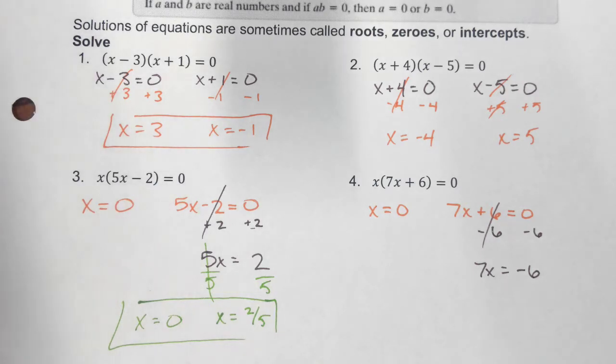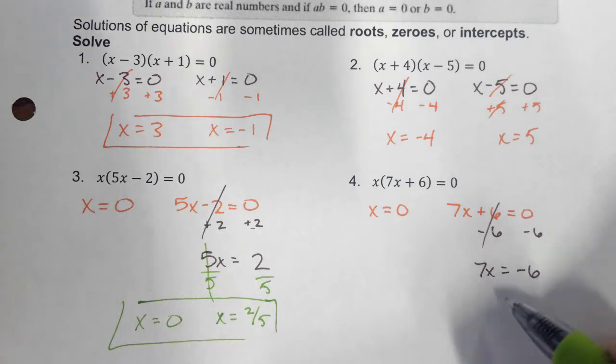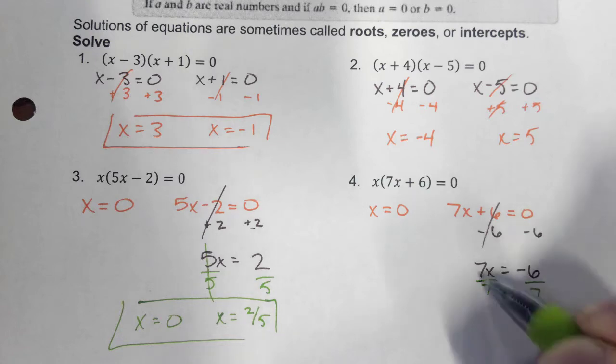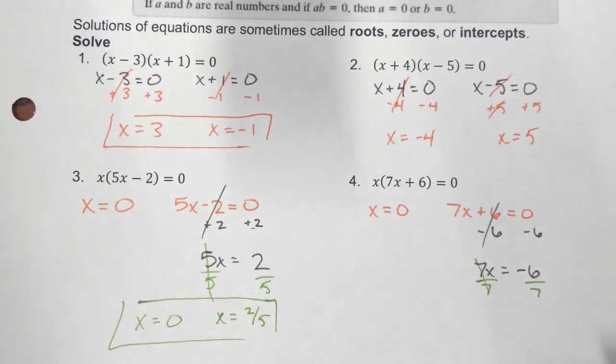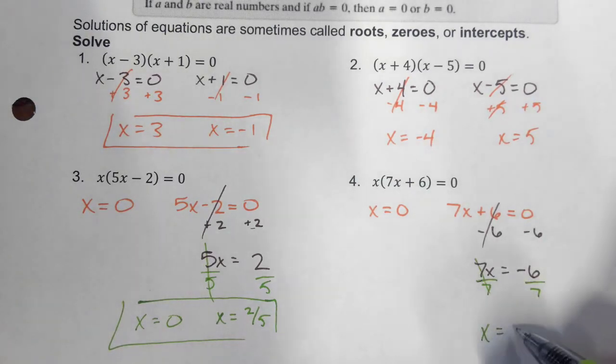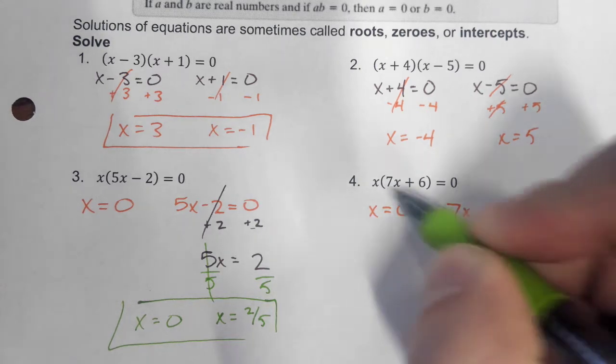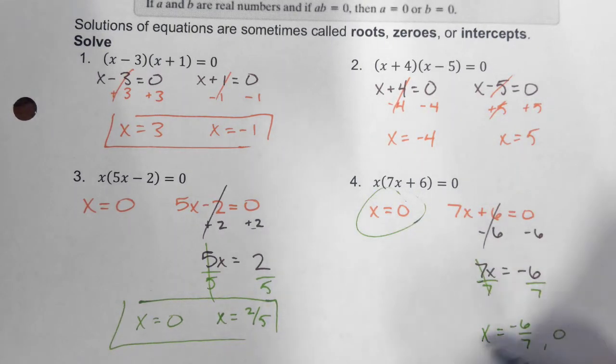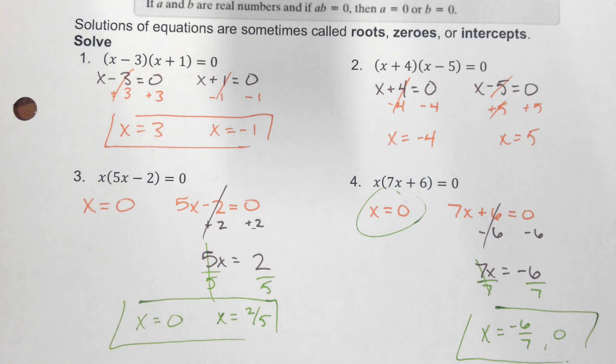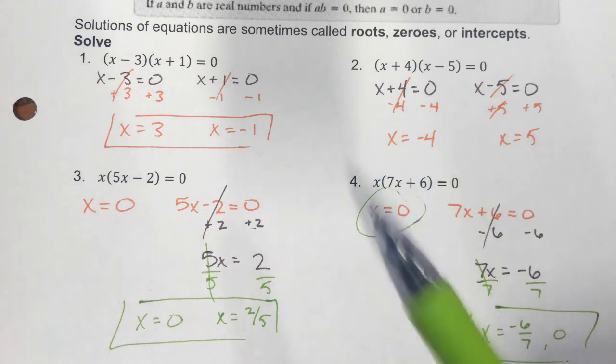And second thing, to get rid of that 7 in front of the x, divide both sides by 7. And again, 7 doesn't go into negative 6 evenly, so x equals negative 6/7. And then don't forget about that one. Also, x equals 0. You can just put a comma if you'd like as well. So negative 6/7 and 0 are your two solutions for x. So that is what we're going to be doing today.